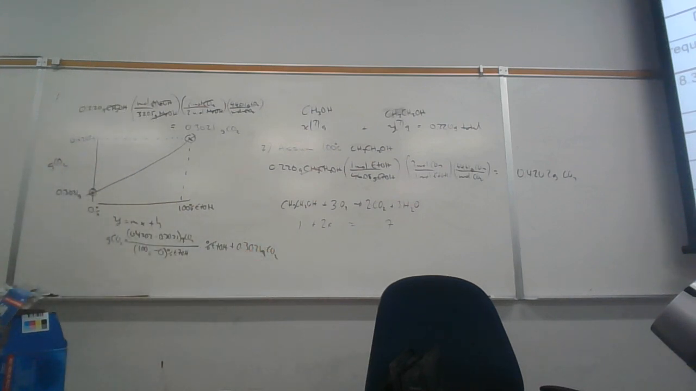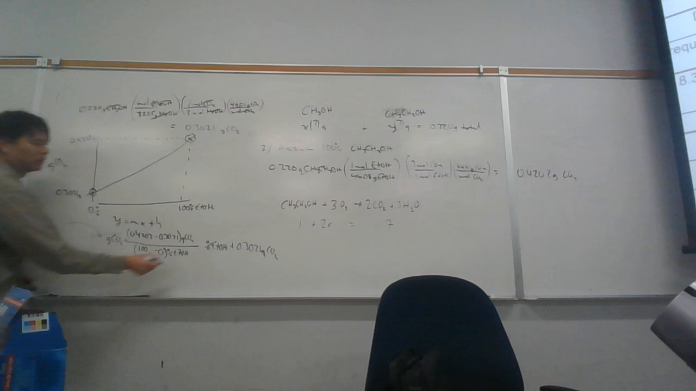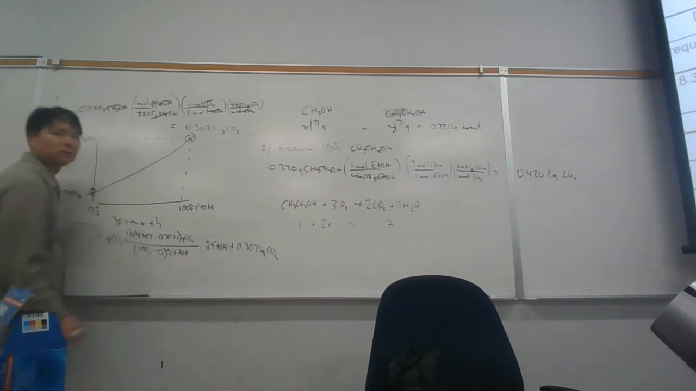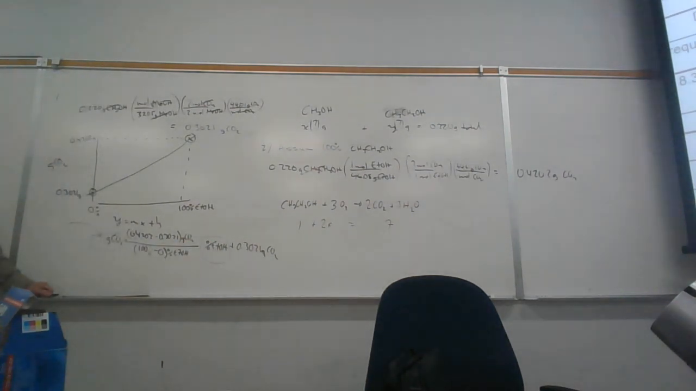Okay, so my known is the grams of CO2. So I'm going to plug in the grams of CO2 here and solve for x. So plug in my y, solve for x. And once I get my x, then I'll have the percent ethanol. Once I have the percent ethanol, then the rest is methanol. Okay, does that make sense? So this is a 2 equation, 2 unknown problem, but using the graphical method here.